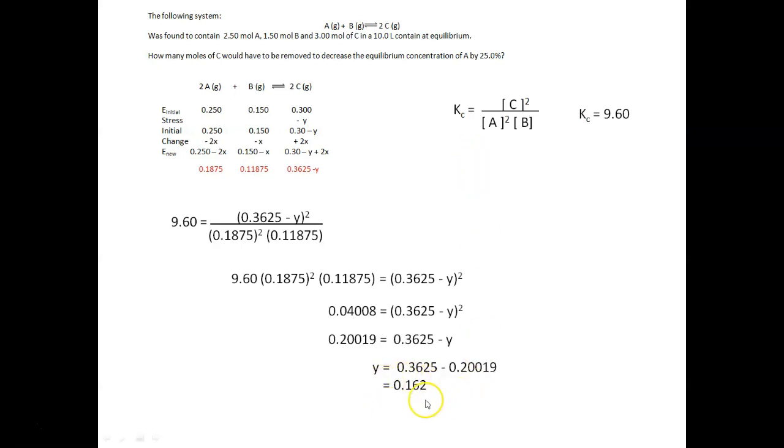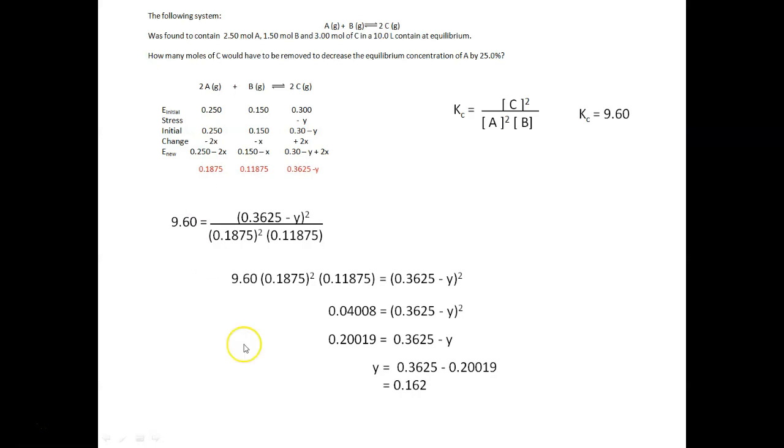And so now we get Y is equal to 0.12. Now, what's the units on this? Because it's in an ice table, the units on this is moles per liter. So this is how many moles per liter I need to remove to cause the concentration of A to decrease by 25%. But I was asked how many moles.